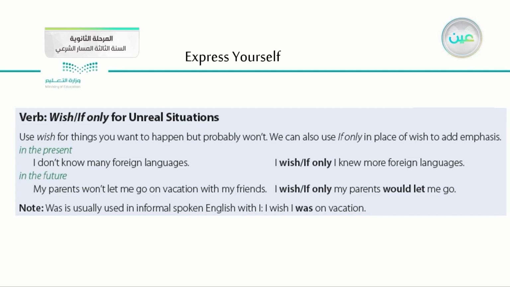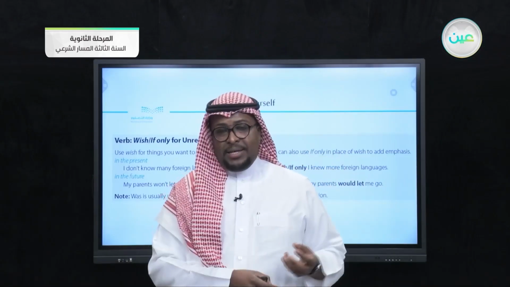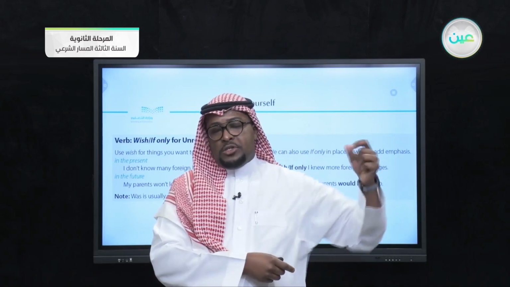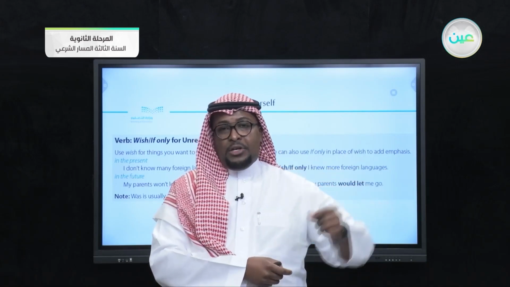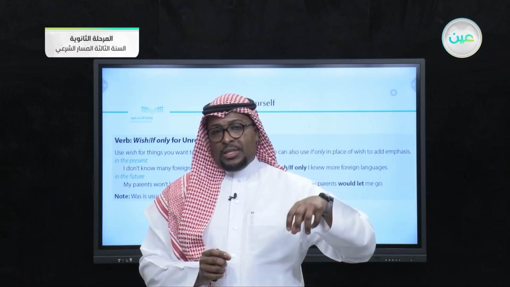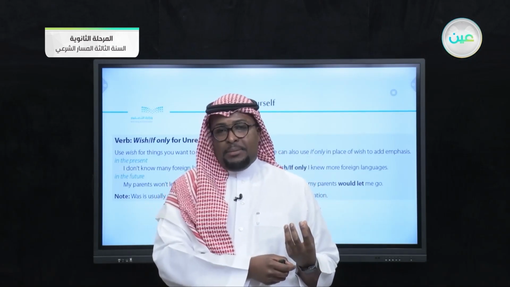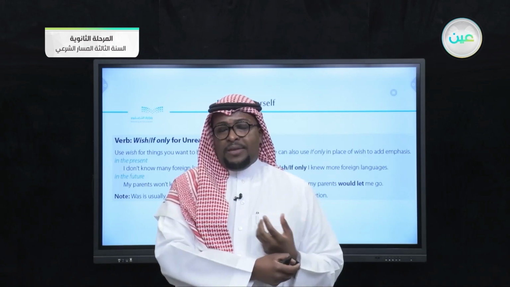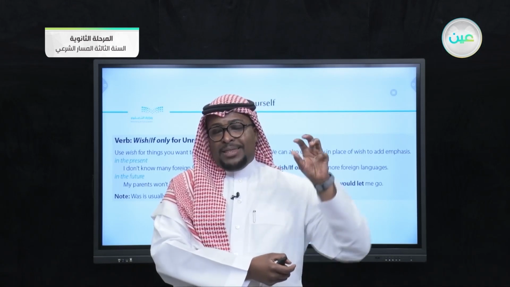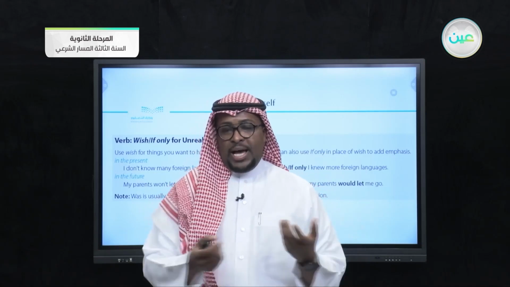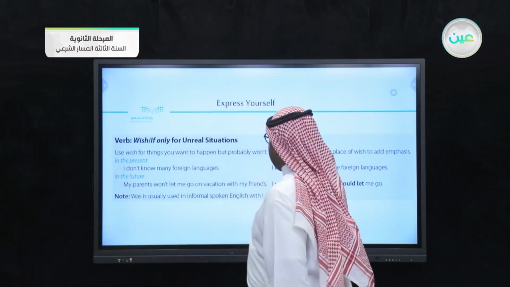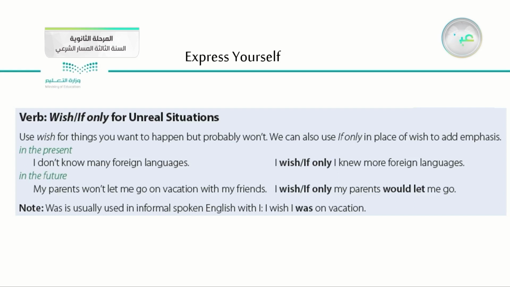Was is usually used in informal spoken English, as in "I wish I was on vacation." So this is very important. Whenever you want to mention something in the past, and you start your statement with the pronoun I, you will not use the verb in the past, which is "was," because this is unspoken and informal. But the correct way to use the verb is "were," as in "I wish I were on vacation." So this is actually informal spoken English.